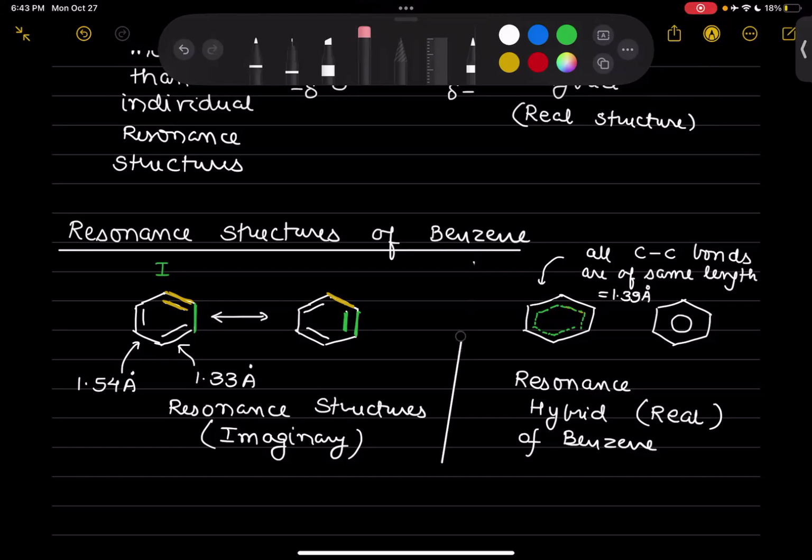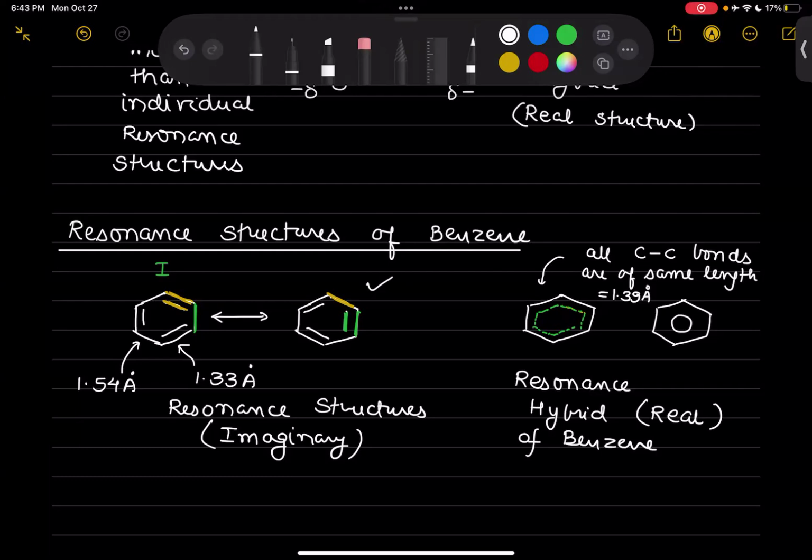So this is the hybrid. But actually we don't write the hybrid. We should always keep it in mind. In notebooks or in many questions you will find this structure written, because it is convenient for our mind to know where the double bond is and where the single bond is. Got it? Is it clear?